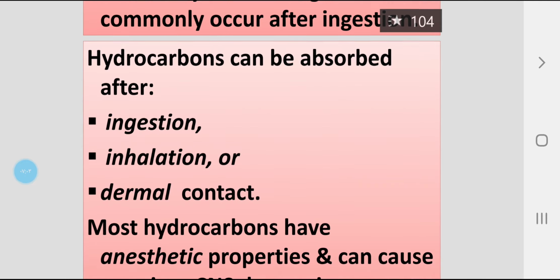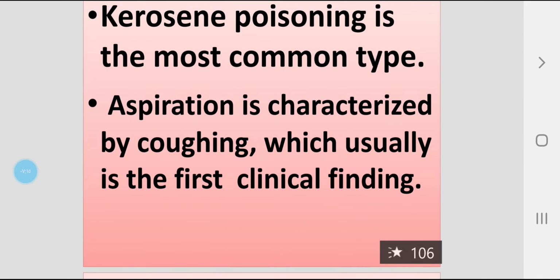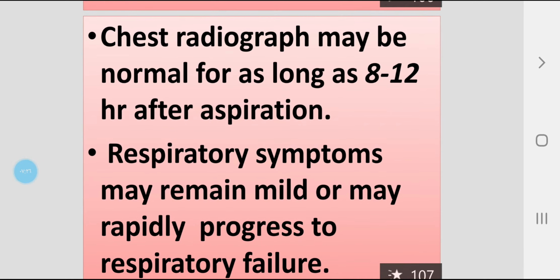Hydrocarbons can be absorbed after ingestion, inhalation, or dermal contact. Most hydrocarbons have anesthetic properties and can cause transient CNS depression. Kerosene poisoning is the most common type. Aspiration is characterized by coughing, which usually is the first clinical finding. Chest radiograph may be normal for as long as 8 to 12 hours after aspiration.